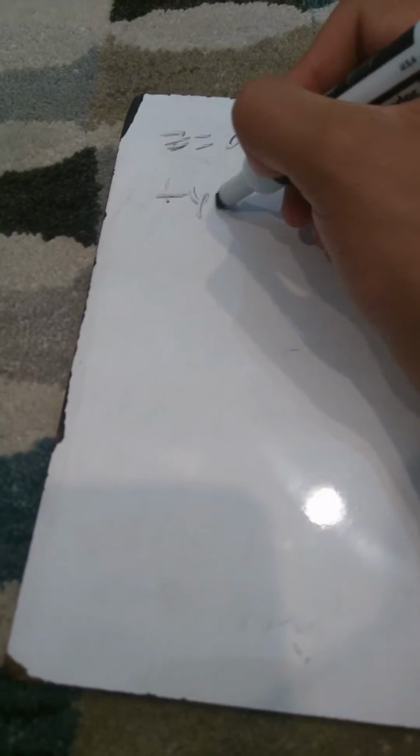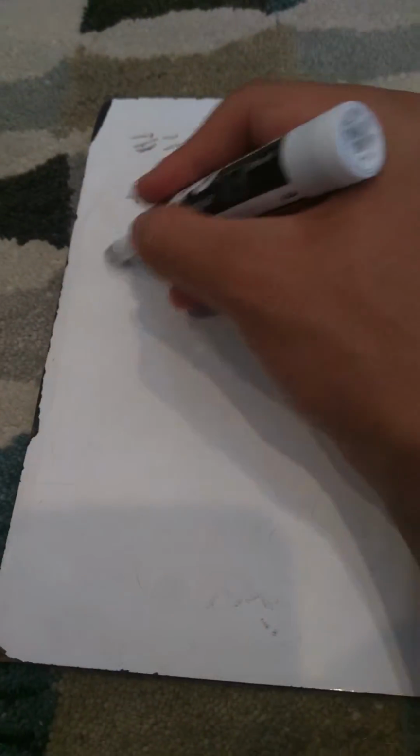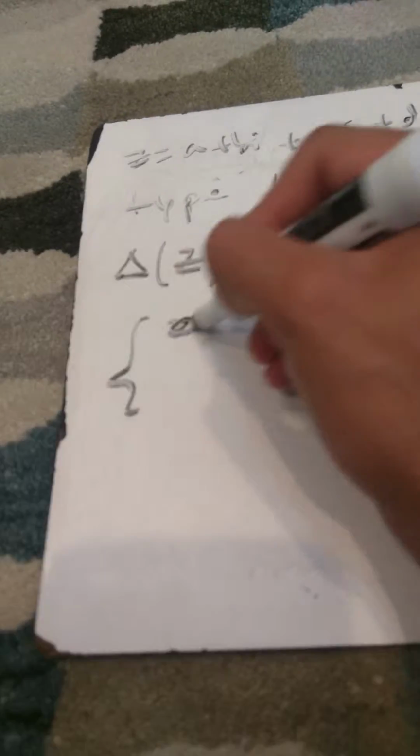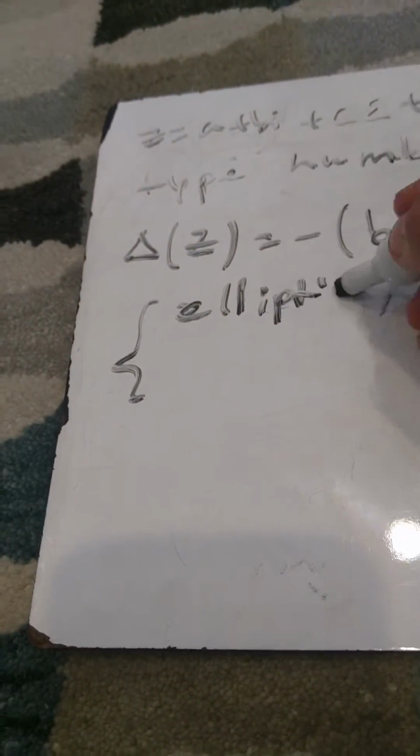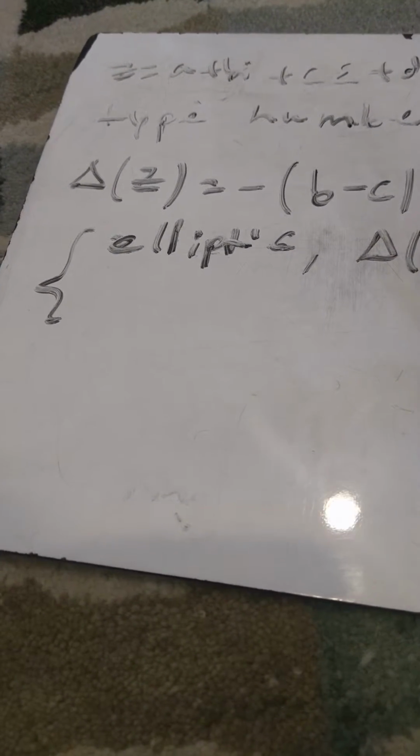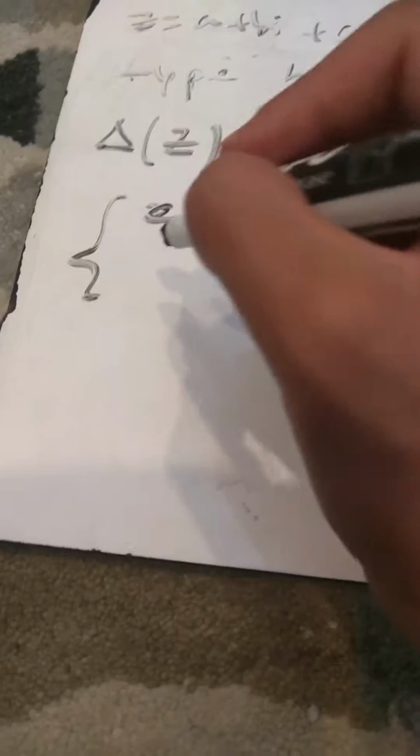And another way to classify them is, let's see, oh, there's also the type number. Triangle of z equals negative b minus c squared plus c squared plus d squared. So it's a slightly different formula. Looks quite similar though. So elliptic, I'm just going to write elliptic if triangle of z is less than 0, so the type number of z is less than 0.